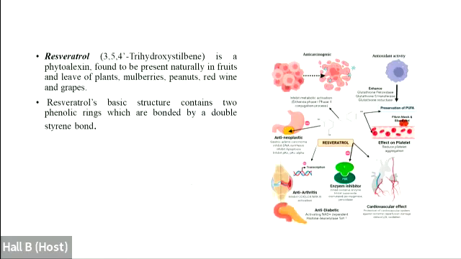The antioxidant that we have employed in our study is resveratrol. It is a phytoalexin, which is found in various fruits and berries like mulberries, strawberries, red wine, grapes. It basically consists of two phenolic rings, which are bonded by a double styrene bond.